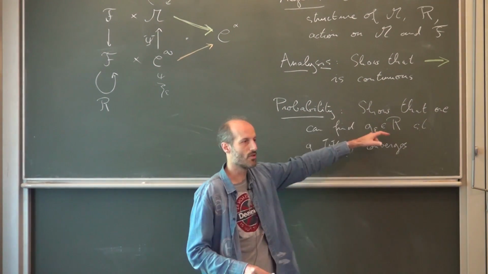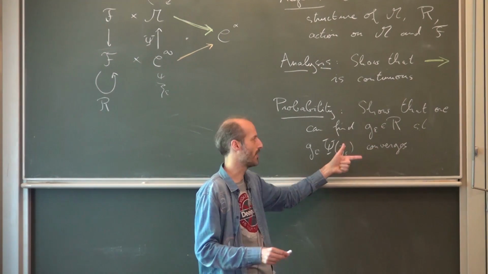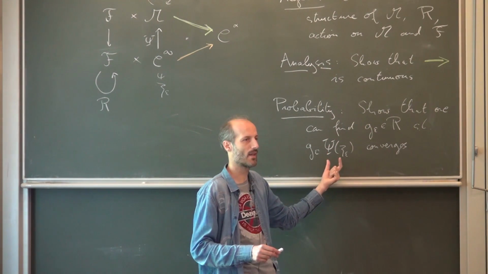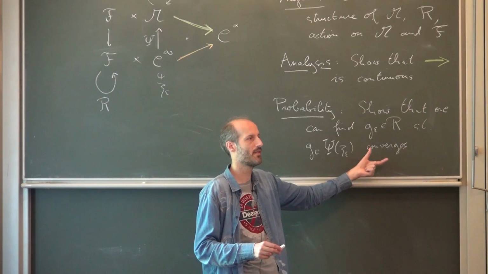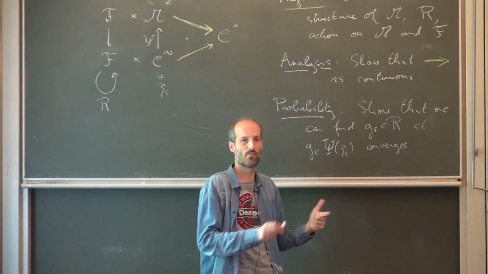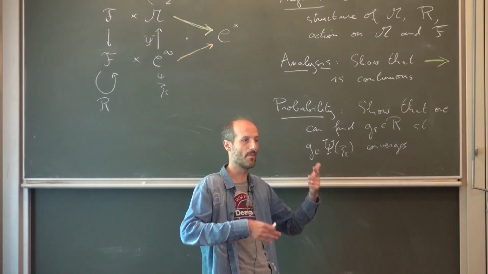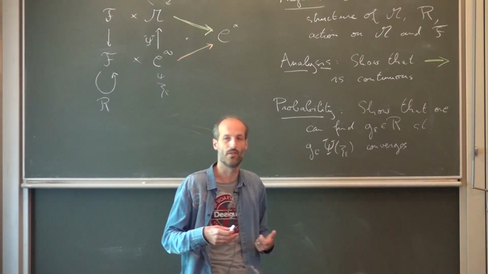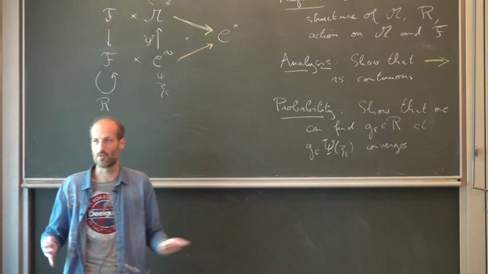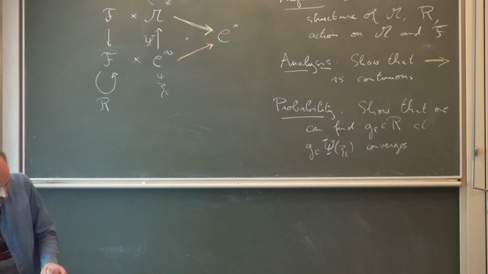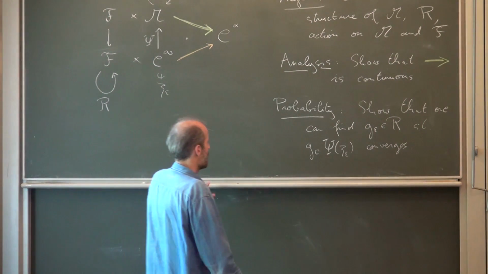And here you would want to show not just that it converges for some way of regularizing the noise. You want to also show that the limit that you get is sort of universal in the sense that it doesn't depend on how you approximate your noise by some smoother versions. Okay.